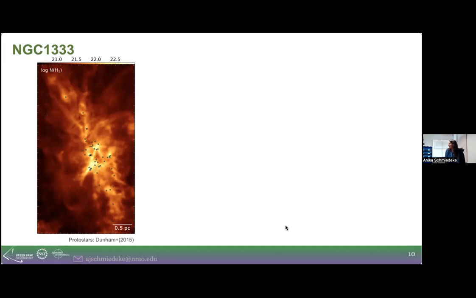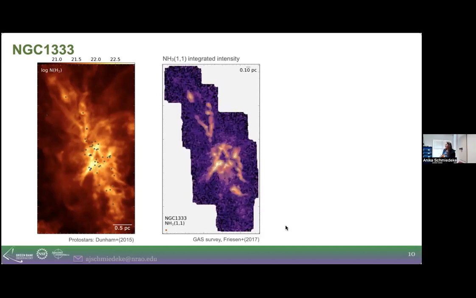But we do have another means of looking at these. If we look at these things in molecular lines, we get kinematic information. And with kinematic information, we can follow up whether material is physically associated or not, or more likely to be physically associated or not.